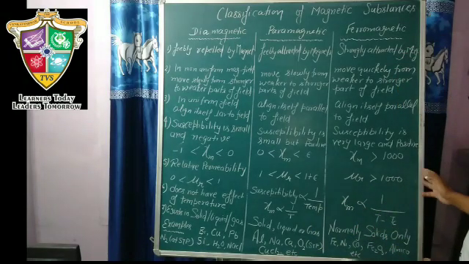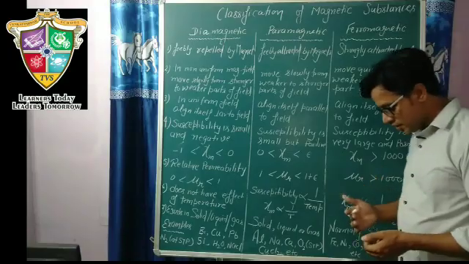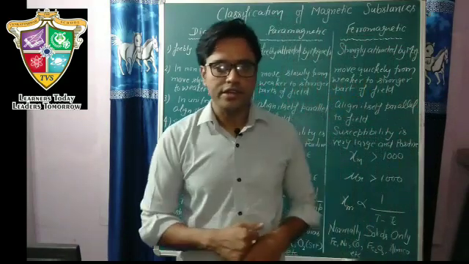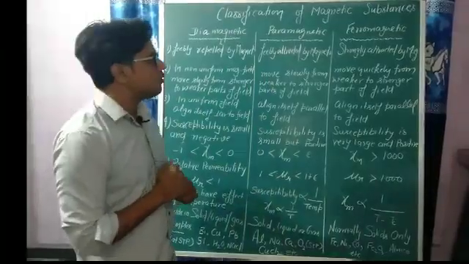And in case of ferromagnetic: iron, nickel, cobalt, alnico, an alloy of nickel and aluminium. All these are examples of ferromagnetic substances.